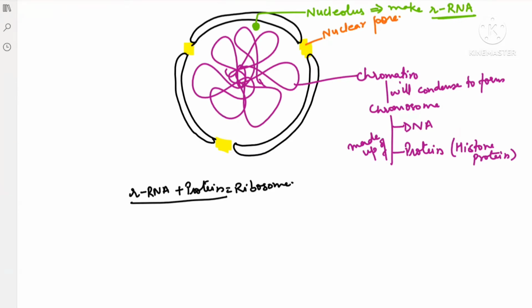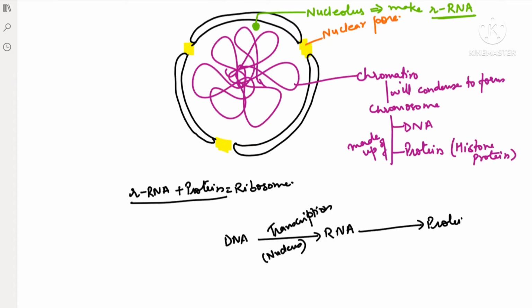Now, who is making the ribosomal RNA and how the protein? The central dogma of biology says that DNA will make RNA. This process is known as transcription, which can occur in the nucleoplasm only, inside the nucleus. And RNA will be changed into the protein language inside the cytoplasm by the process known as translation. Transcription is occurring in the nucleoplasm and translation is occurring in the cytoplasm.